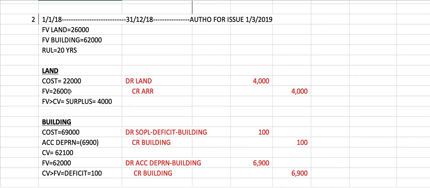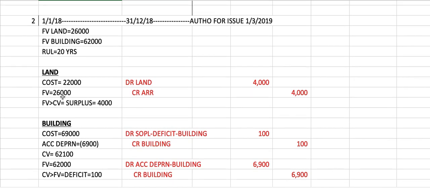So we do one by one. Revaluation of land. The cost of the land is 22 million actually. Fair value is 26 million. You need to be very careful. The trial balance given leaves out the 000 at the back. So when you read the additional information, make sure you leave out the 000 also, so that it is consistent. So I have left out the 000 at the back.